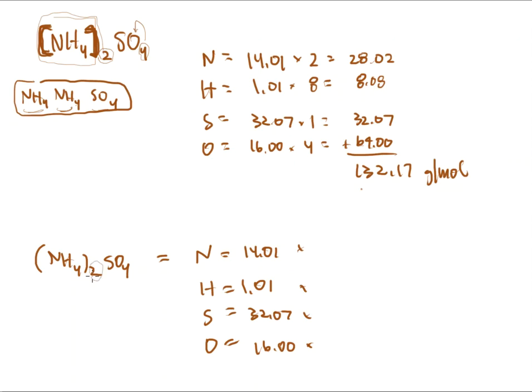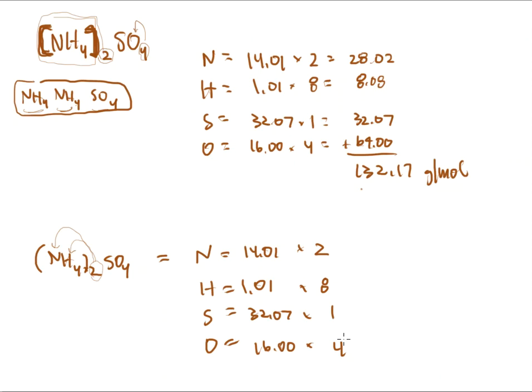Well, this 2 goes to everything that's in the parentheses, right? So there is 1 nitrogen in the parentheses, you double it. 1 times 2 is 2. There's 4 hydrogens in the parentheses, so in this case you double it. So 4 times 2 is going to be 8. There's 1 sulfur, and then there's 4 oxygen. And there you go. It's the same thing that we did up before.